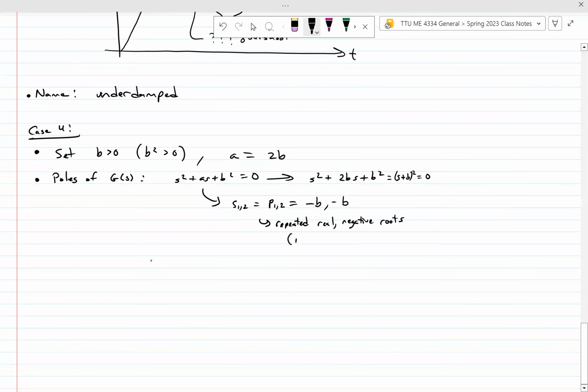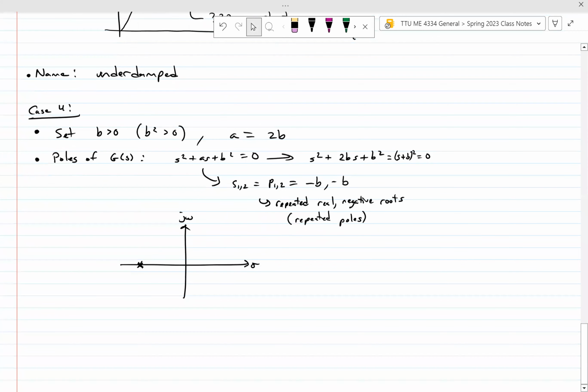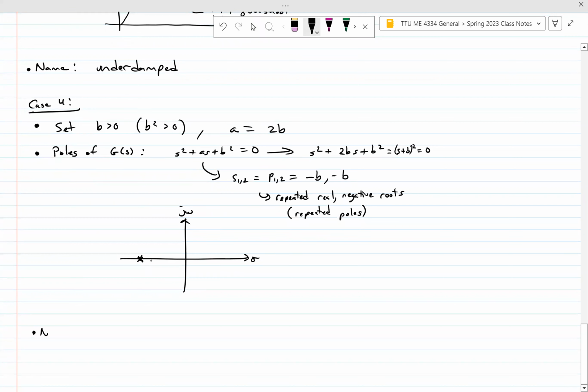Or repeated poles, sometimes I would say. So that means on our j omega and sigma axes, real and imaginary, we would get two poles that are kind of overlapping each other here, two poles at the same exact value. We said already the name of this system is critically damped.